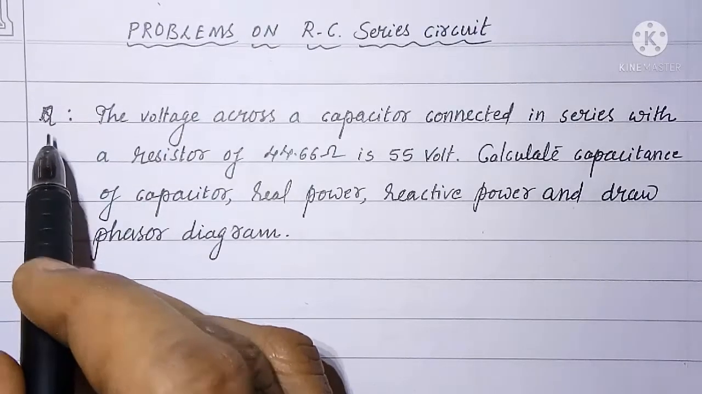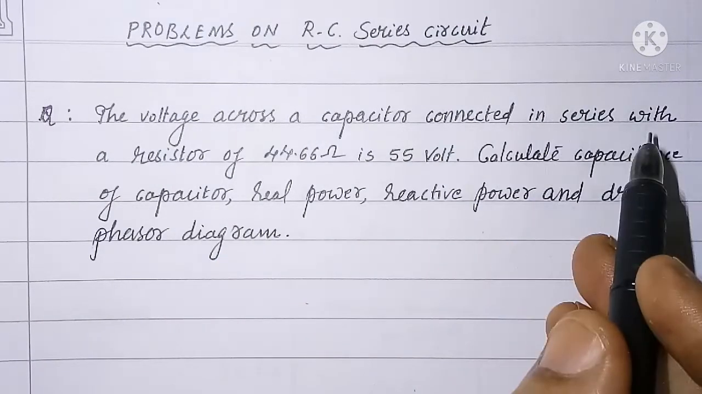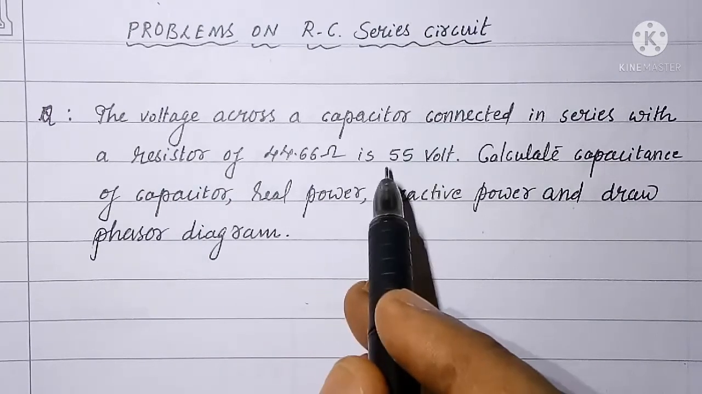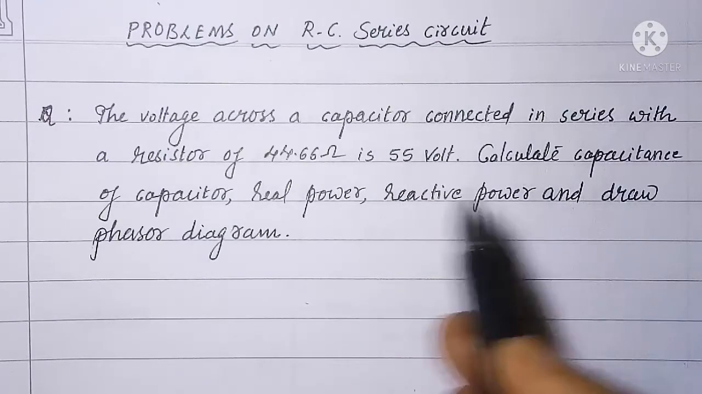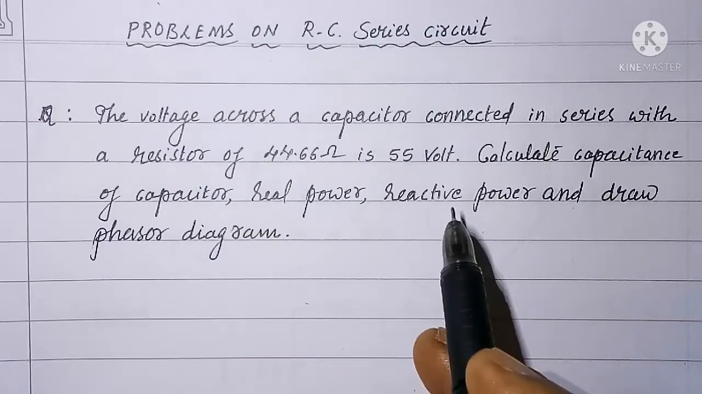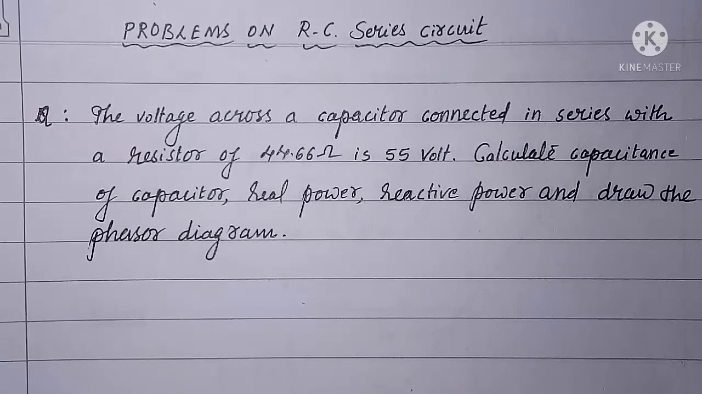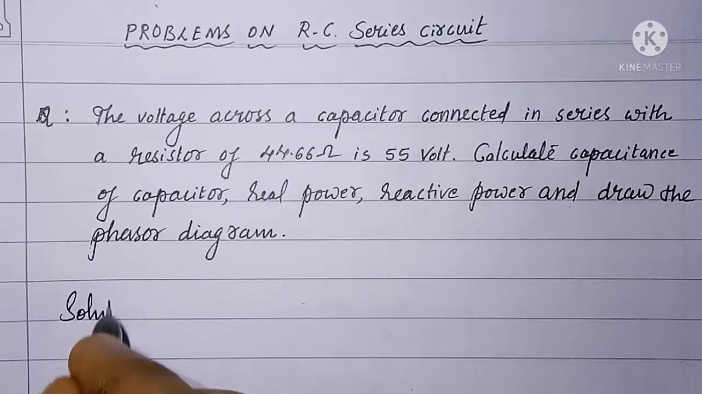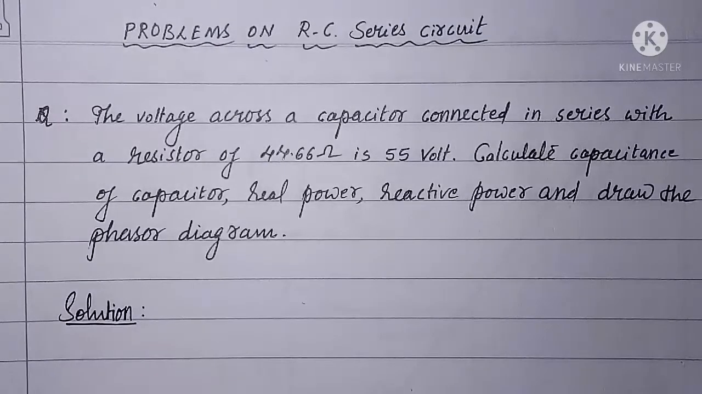Question number 1 here. The voltage across a capacitor connected in series with a resistor of 44.66 ohm is 55 volt. Calculate capacitance of capacitor, real power, reactive power, and draw the phasor diagram. Solution.